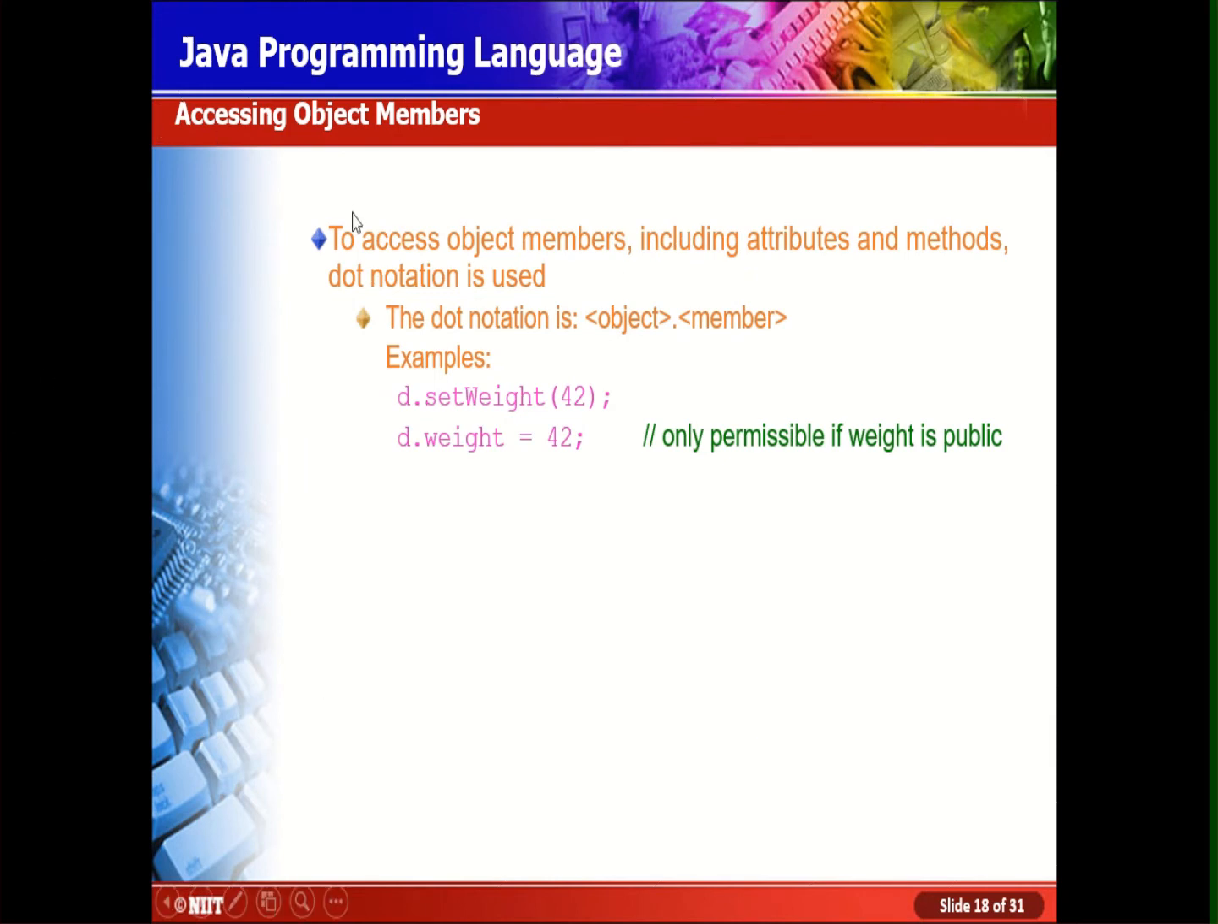Now the most important part, how we will access these object members. To access object members including attributes and methods, dot notation is used. The dot notation is object name dot member. Here is an example. This D is the object of a class, dot set weight. This is the method and this is the attribute. Note that this attribute will be called only if it is declared public in the class.